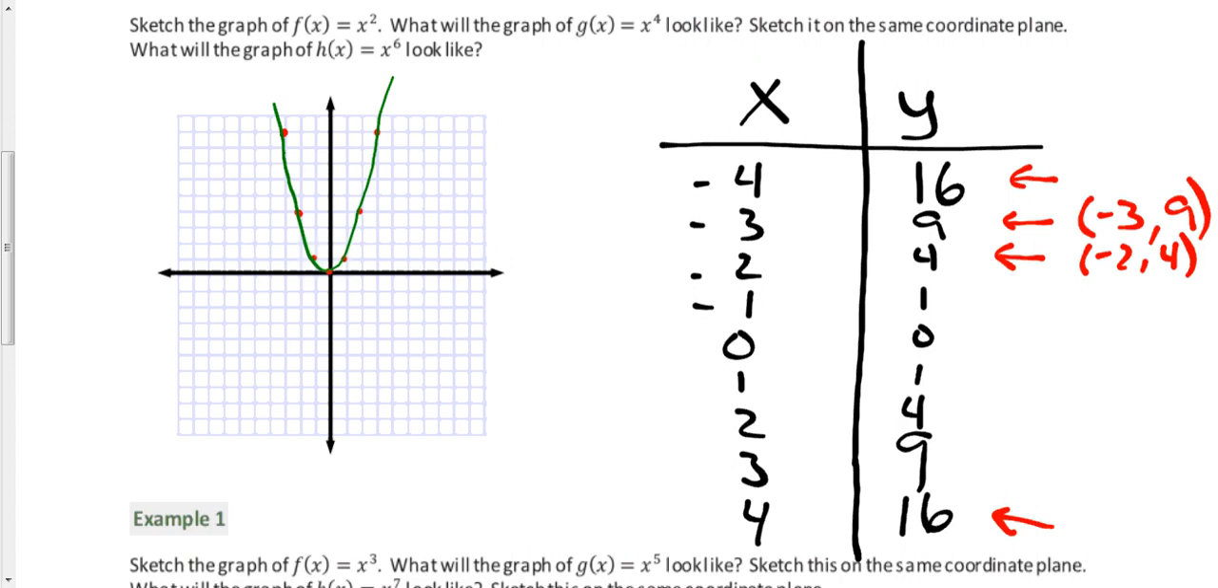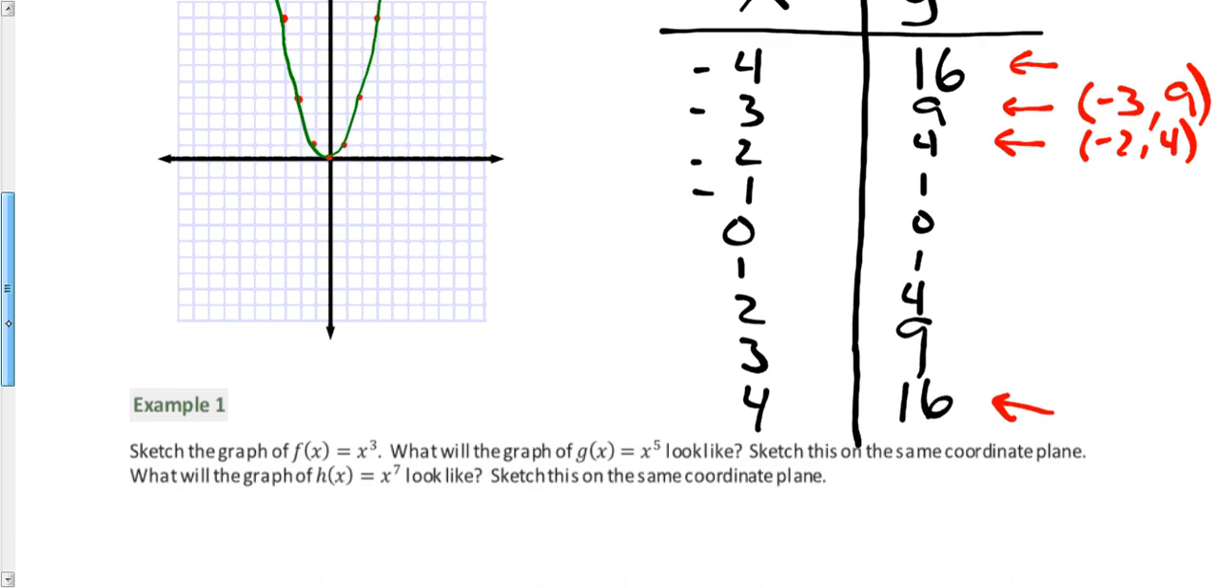Okay. Another feature is it's smooth, right? So it doesn't have any corners in it. But here's one thing. What's my line of symmetry? You guys went through geometry. The y-axis, right? The y-axis. Very good. Excellent.